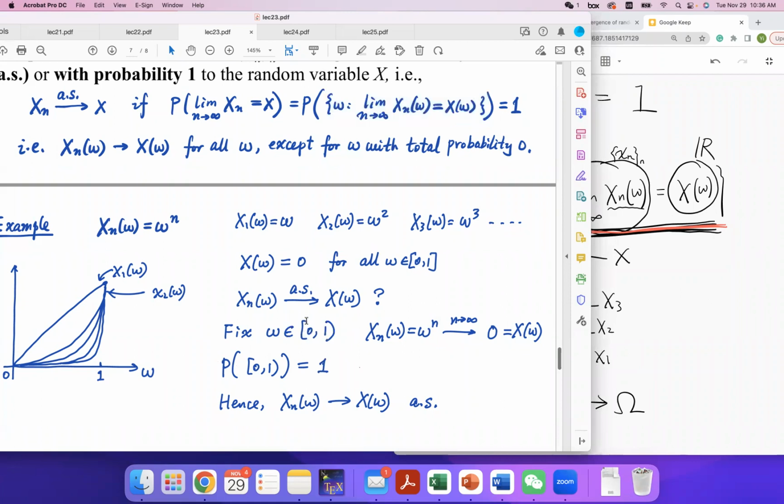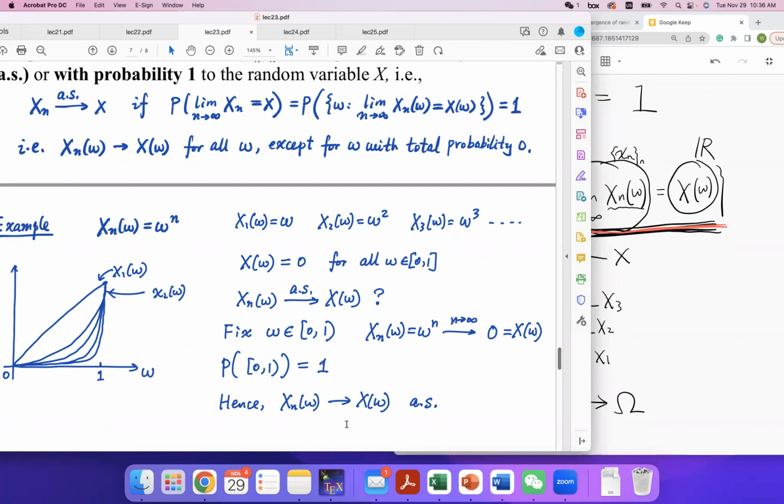And we can see that this set has measure 1. The probability measure of this half closed, half open interval is 1, because we are only excluding a single point on this interval, and that single point intuitively has length 0, so it does not contribute to the probability mass. So indeed, we verified that the probability of this event equals 1. So we conclude that Xn goes to X almost surely.